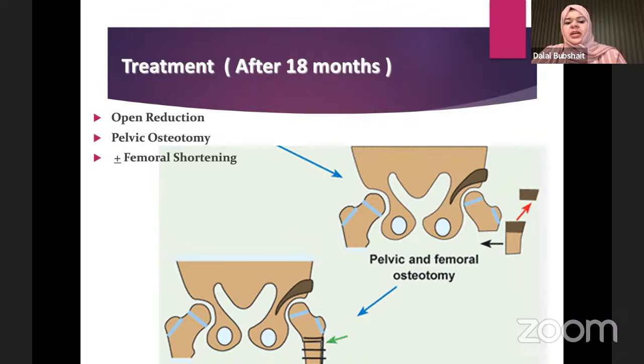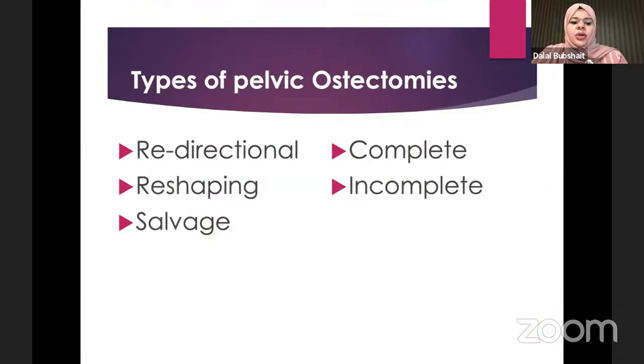The second issue, when everybody is discussing pelvic osteotomy, is what type of pelvic osteotomy. So we have the classic types: the redirectional, reshaping, salvage, complete and incomplete. So I have my pelvis. When we talk about a complete osteotomy, the common or the classic one is where you do an osteotomy and you have a free mobile part. These are complete osteotomies. The incomplete osteotomy is when there is a part of the acetabulum that is still connected, it is stable and it doesn't need fixation.